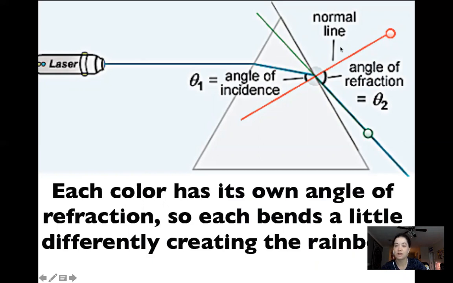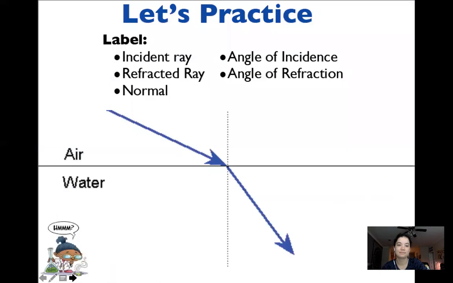Here's another image that shows us our angle of incidence right here versus our angle of refraction. Here's our normal. Remember, it's got to be perpendicular to the surface where the substances meet. So this right here is a 90-degree angle. Okay. So we're going to practice. We're going to label our incident ray, our refracted ray, our normal, the angle of incidence, and the angle of refraction.